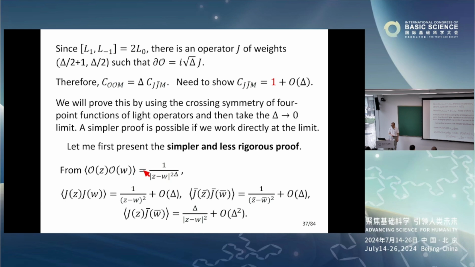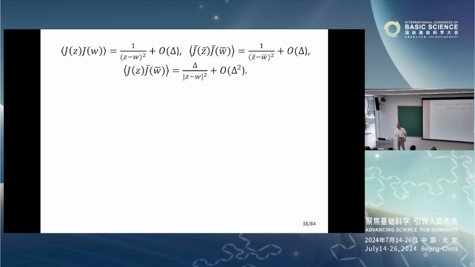we are normalizing this original primary field with normalization 1 in the 2-point function. And if you have that, and if you use this definition of J, then we can calculate the 2-point functions of J J, J-bar J-bar, and J J-bar in this case. And J J-bar has delta in it, which means that in the limit where delta goes to 0, J and J-bar decouple. Okay, so I transcribed these three important equations up here.